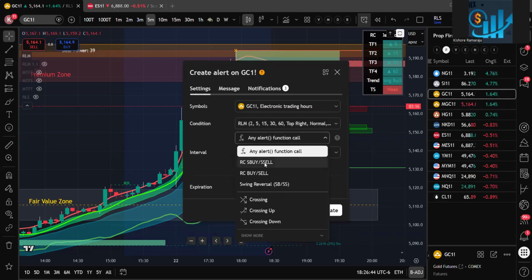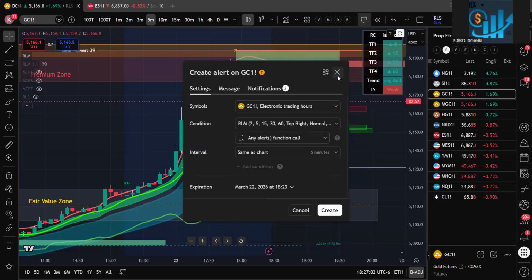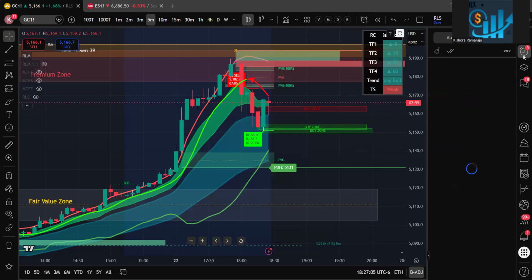and you can say, okay, whenever I get a strong buy or strong sell. Strong buy means it is strong bullish and you got a buy signal. Strong sell means it is strong bearish, you got a sell signal. So if you put an alert, then immediately you will receive a notification.